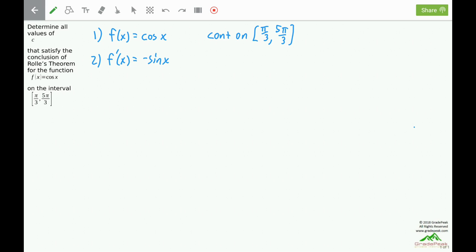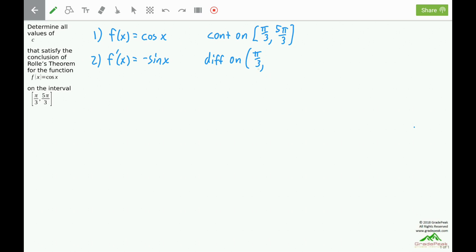The second condition: the derivative, f prime of x, which is the derivative of cosine of x, is negative sine of x. The derivative has to be continuous. It's called differentiable on the open interval. Well, sine of x, just like cosine of x, is continuous everywhere, and therefore negative sine of x will also be continuous everywhere. So it will be continuous on any interval, including the open interval, so we can say it's differentiable.